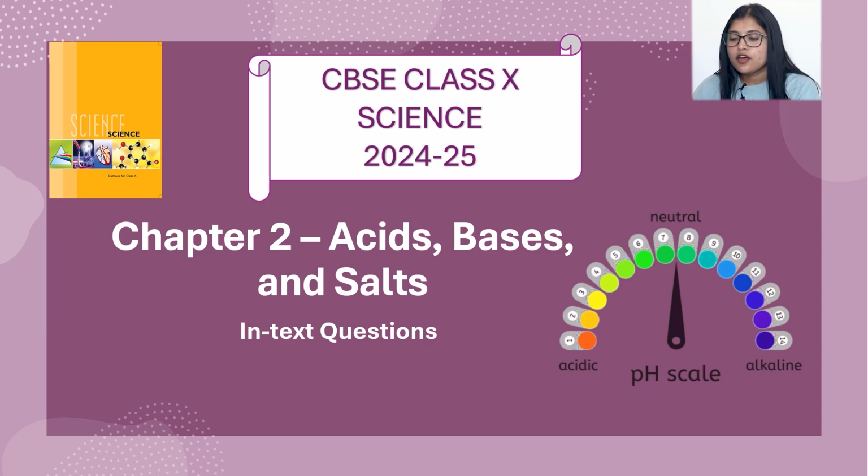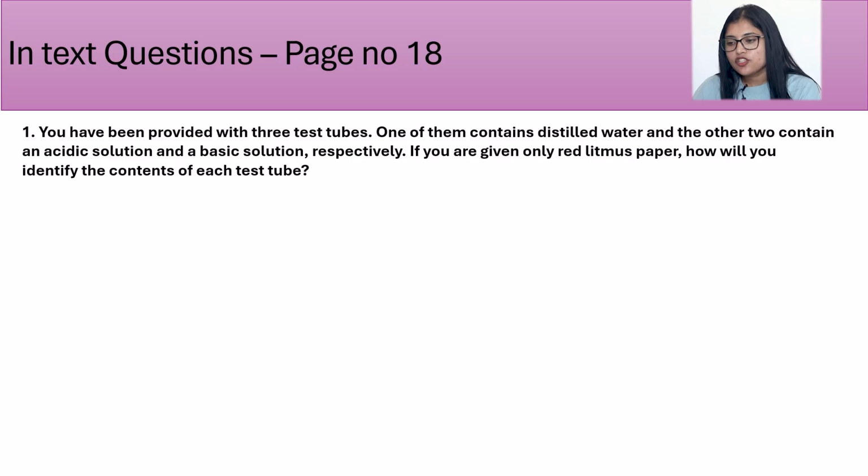In today's video, we will be solving in-text questions of Chapter 2 Acids, Bases and Salts from the NCERT CBSE Science Textbook, Class 10. Page number 18, first question says, you have been provided with 3 test tubes, one of them contains distilled water and the other 2 contain an acidic solution and a basic solution respectively. If you are given only red litmus paper, how will you identify the contents of each test tube?